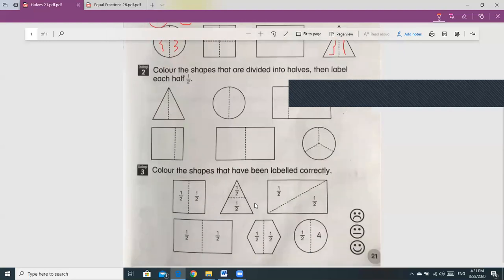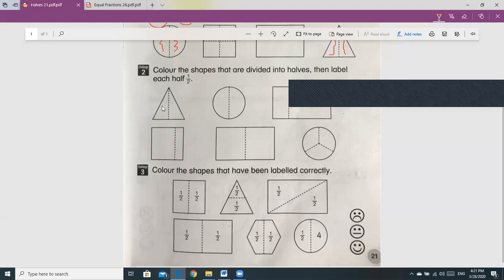Let's go here. Color the shapes that are divided into half, then label each half. Is this cut into half? Is this two parts cut into half? Yes. So you say color the shapes that are divided into half, then label each half. Means these two shapes are cut into half?